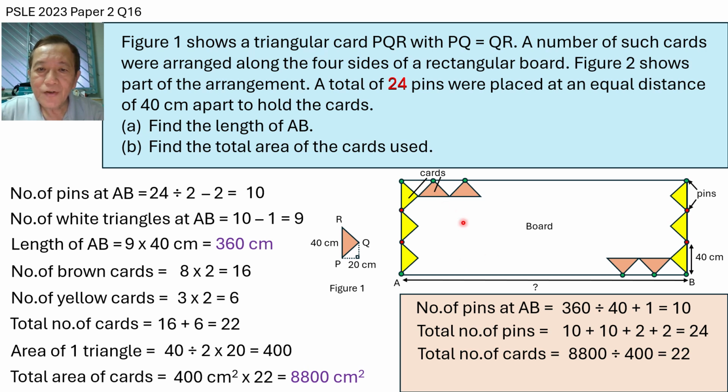Notice that each brown cut has 1 pin. Look at the yellow cuts. 3 yellow cuts but 4 pins, so it's like 3 with 1 extra. Same over here. So the total number of pins will be 22 plus 2 equal 24.